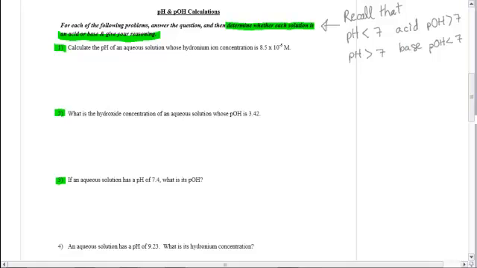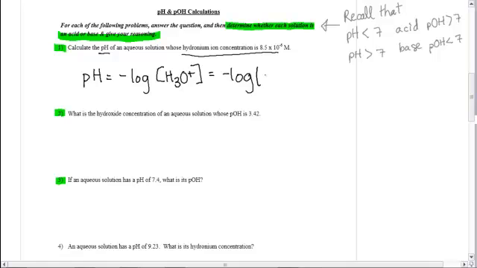We'll look at the first problem. This one wants us to calculate pH based on the hydronium ion concentration. So this is where we're going to use pH equals the negative log of the hydronium ion concentration, equals negative log of 8.5 times 10 to the negative 6 molar.